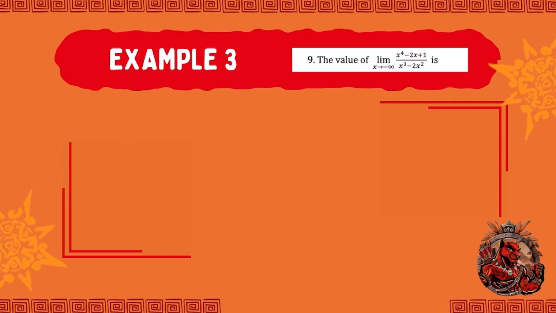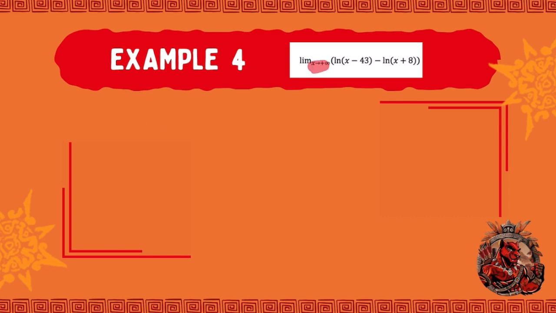Here's example 3. You can pause this video if you feel like trying it out. Since we are finding the limit as x approaches negative infinity, we are also looking for the highest power here. Therefore, the value of this limit is just x to the power of 4 over x to the power of 3, which equals negative infinity.